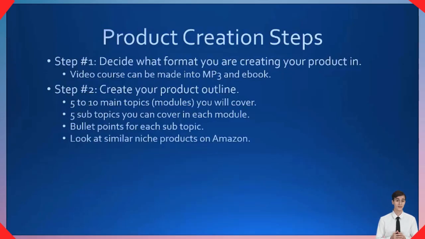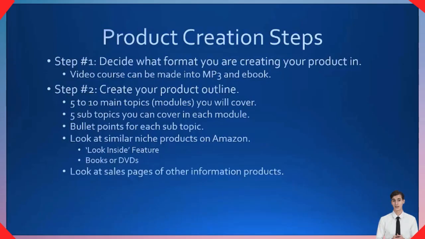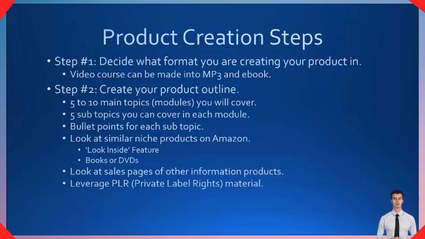Look at similar niche products on Amazon. Use the look inside feature to really get an idea as to what kinds of topics they're going over in their products. Look at the books and the DVDs as well. Look at the sales pages of other information products in the niche you're going after to see what kind of material they are covering as well. And to get an idea on these main topics that you want to cover, you can go out to the forums in your niche market, go where your audience is hanging out, and find out what problems they have and what solutions they're seeking. Look at answer sites like AnswerBag or Yahoo Answers.